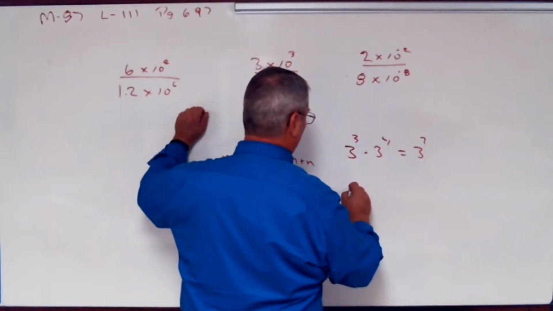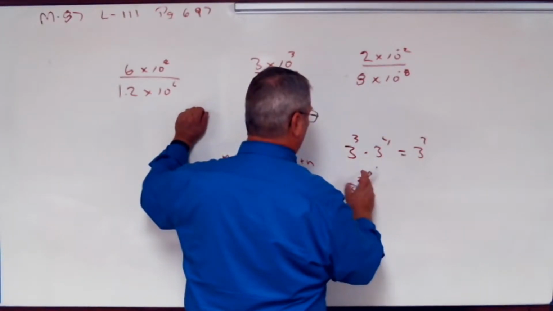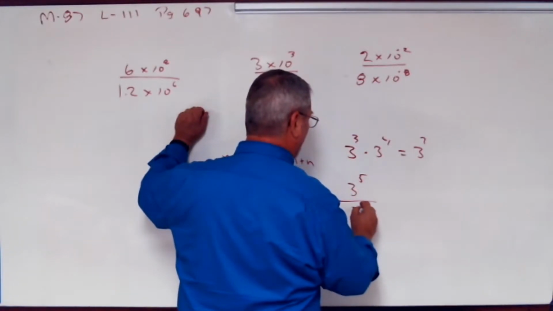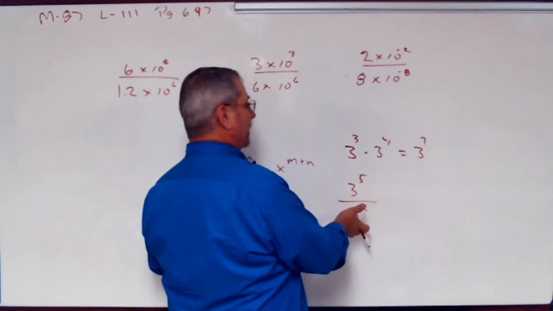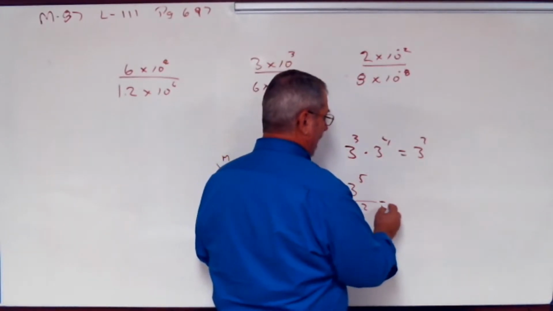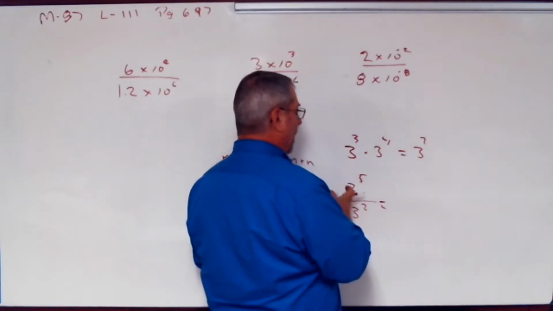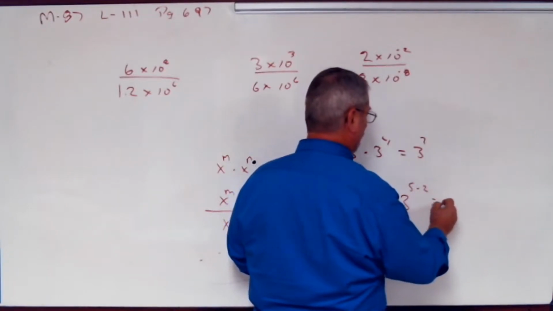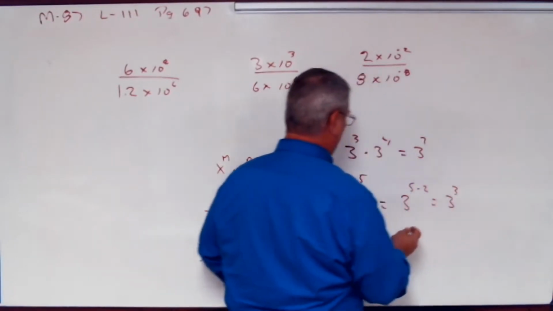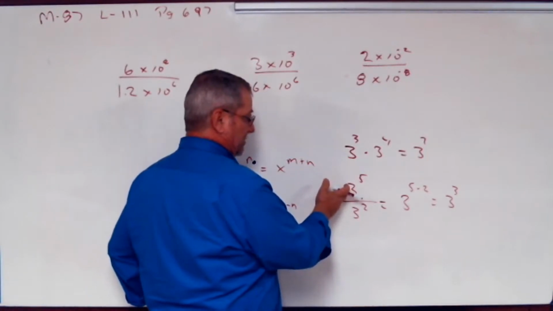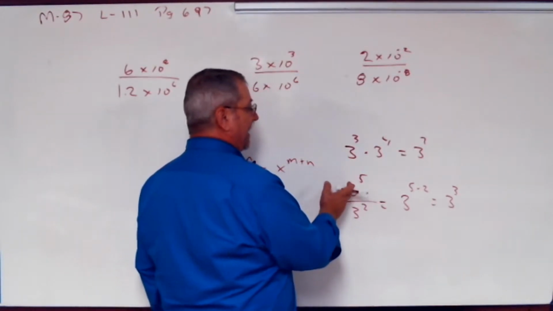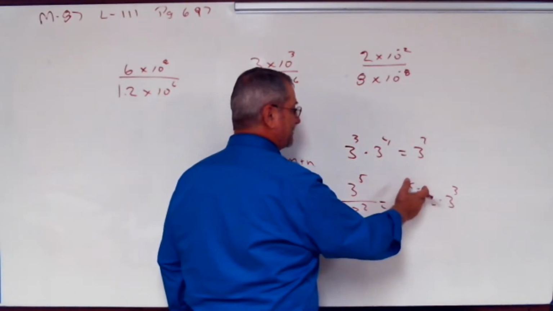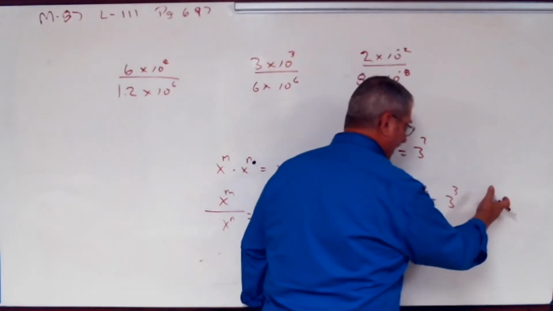Let's flip this thing around here. If we have 3 to the 5, and if we have divided by 3 to the 2, again, the 3's do not divide. Not until later, if we're going to. The base doesn't change. It's this. 5 minus 2 is 3 to the 3. So the 3's don't change. Understand? It's not 3 divided by 3. It's this to this exponent divided by this to this exponent. You subtract the exponents.